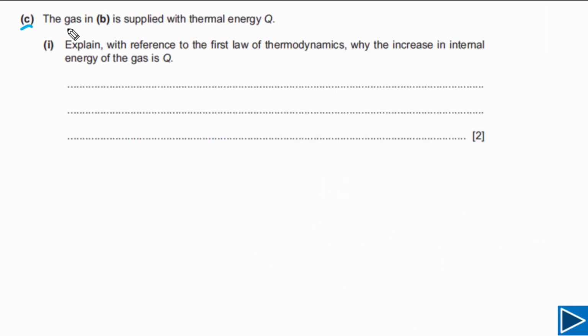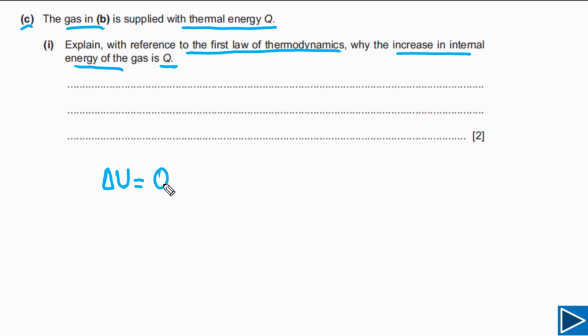For part C, it is given to us that the gas in B is supplied with thermal energy Q. We need to explain with reference to the first law of thermodynamics why the increase in internal energy of the gas is equal to Q. First of all, we need to understand the increase in internal energy means the change in internal energy. This is equal to Q plus work done on gas. But work done on gas or work done by gas is equal to P times delta V.